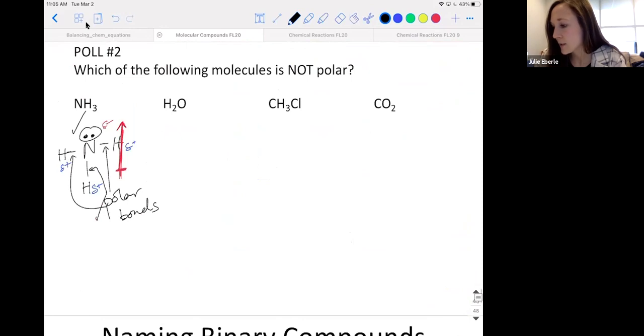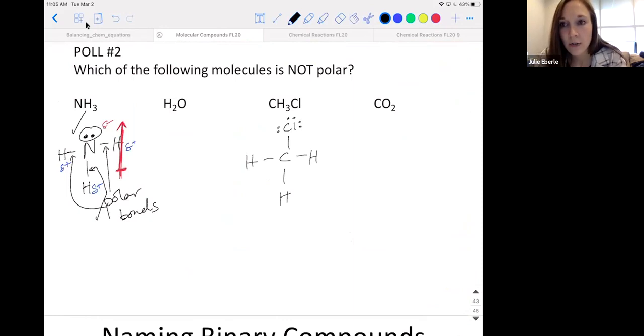So water, I'm not going to draw out water because we just looked at that. Okay, let's look at CH3Cl. A lot of people picked this one. So carbon's in the middle, and you've got 3 hydrogens. It doesn't matter if your chlorine is up, down, right, or left, okay? So some of you may have drawn the chlorine pointing down or to the right. It doesn't matter.